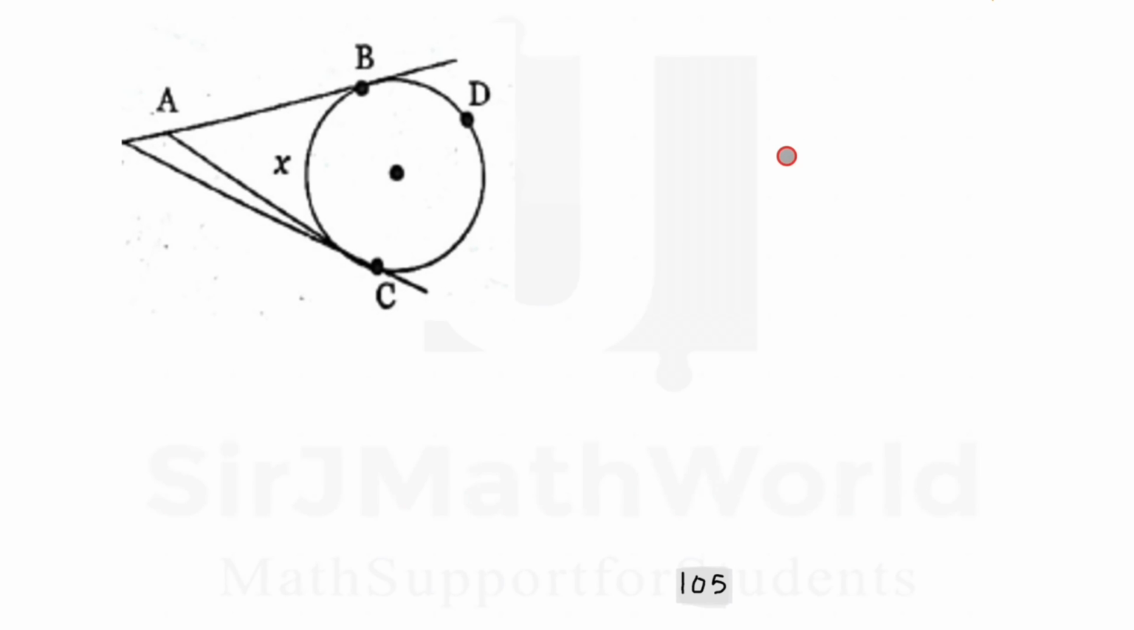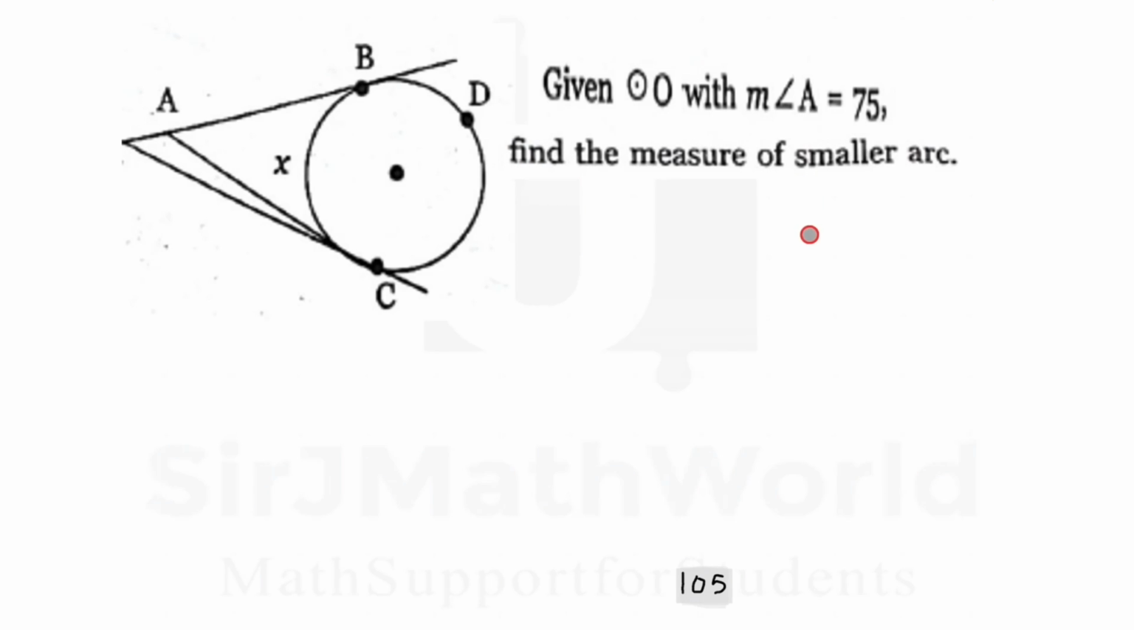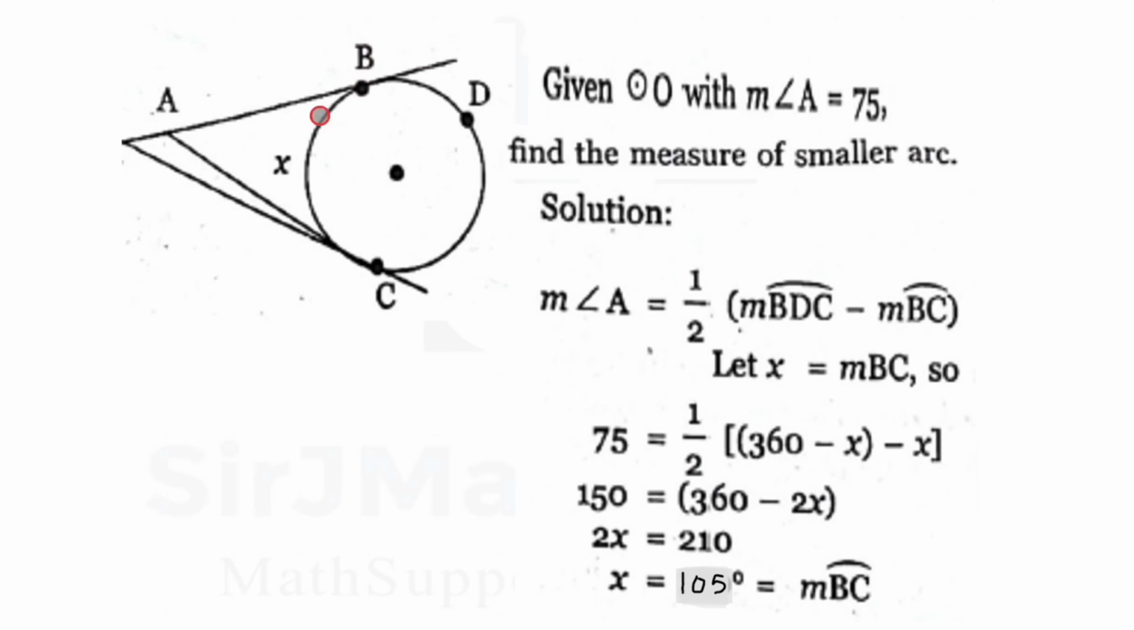Okay, next given is we have here the figure and we have the situation that given circle O with the angle A is equal to 75 and find the measure of the smaller arc. So, ito yung kukunin natin as the smaller arc. So, in the solution, meron tayo dito ang given is the measure of angle A is equal to 1/2 of the outer arc minus the inner arc.